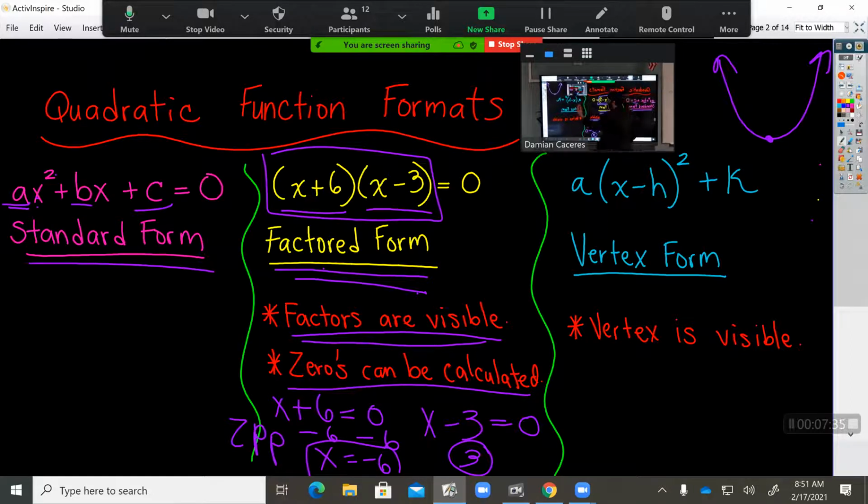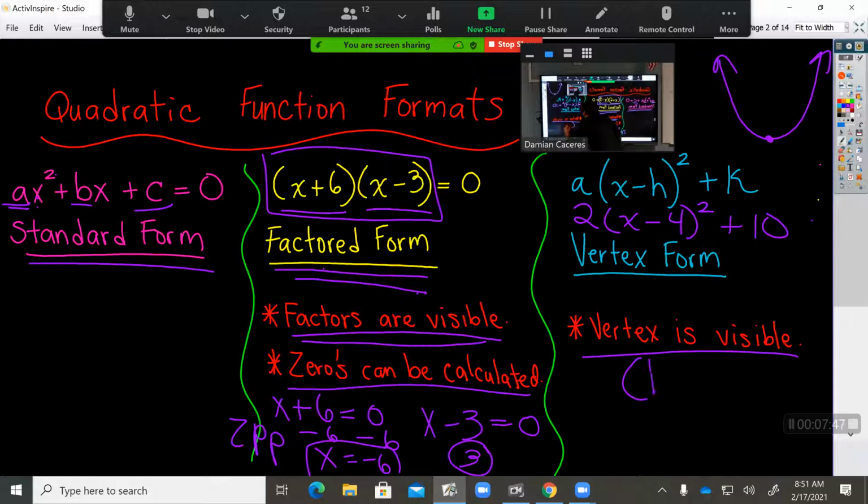So let me show you with an example here. 2(x minus 4) squared plus 10. Watch this. My vertex is (h, k). H is the number that's in the parentheses, but there's a minus in the formula, which means that whatever you see here, change the sign. So if you see minus 4 there, what's the real value for h? Positive 4. Now, k is the number that's there. Done. We found the vertex.